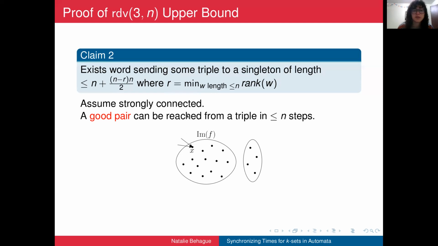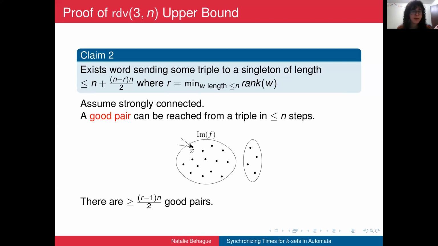And then we use our strong connectivity. We say for any other state of the automaton, we can find some word, and in fact, that word will be of length at most n because it's a shortest path from one state to another. So you can find some word, actually of length at most n minus 1 even, that sends X to any other state. So pick some other state Y. We have some word sending X to Y of length at most n minus 1.